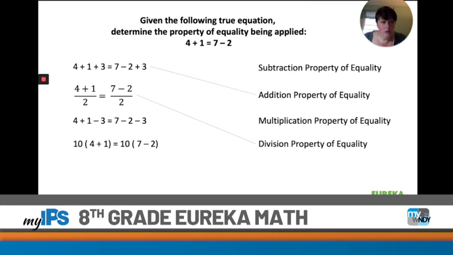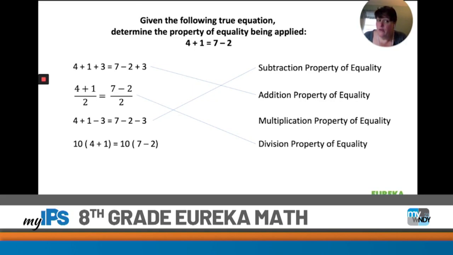What did we do? We subtracted 3 from both sides. That's the subtraction property of equality. And the last one, 10 times the quantity 4 plus 1, is equal to 10 times the quantity 7 minus 2. What do you think that one is?